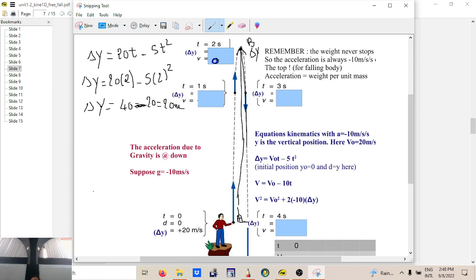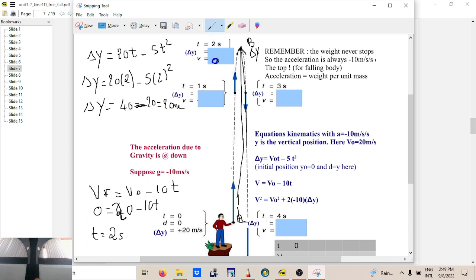Sometimes you have to find the time first, right? So if I find the time first, I say the final speed equals initial speed minus 10t between A and B. What's the final velocity here? 0 equals 40 minus 10t. Why is that 20? Good question, thank you for asking. So the time equals 2 seconds. So 2 seconds to go up, 2 seconds to go down.